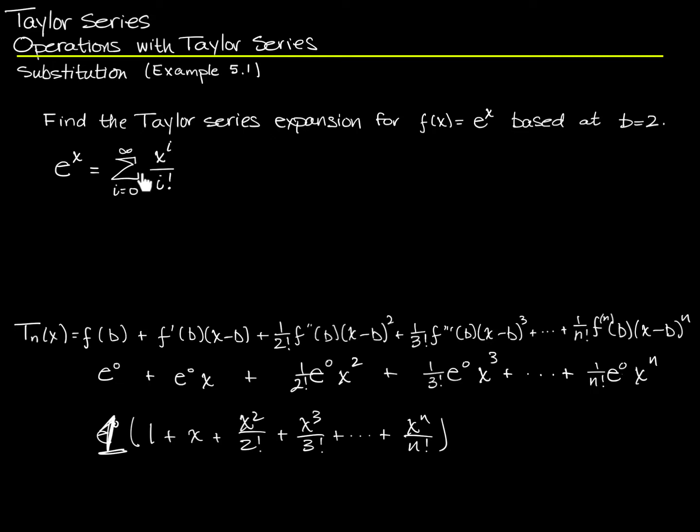So this works for e to the x, but only if b is 0, only if it's centered at 0. This is actually a Maclaurin series. We want to do the same thing, but we want it for the function based at 2. So that changes several things. First of all, it changes that e is not raised to the power of 0, but to the power of 2. These are going to be e to the 2's. And it also changes the fact that these are not just x's anymore. They're x minus 2's.